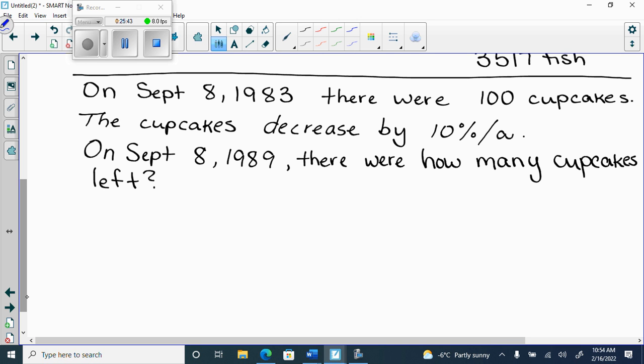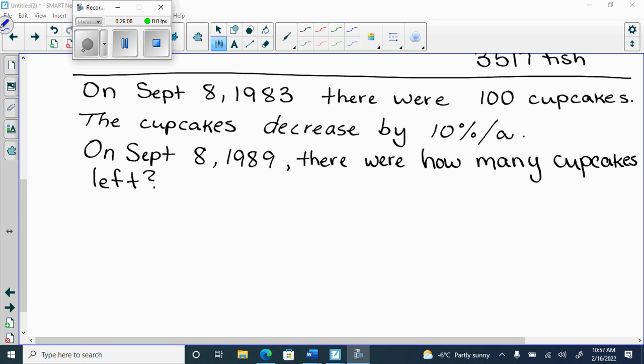It's a percent, so it's geometric and it's R. Does it ask for the total number of cupcakes that were eaten over the years from 1983 to 89? No, I would say 0 because it would be disgusting. It would be gross. But continue to the question. It's just asking how many on that date.